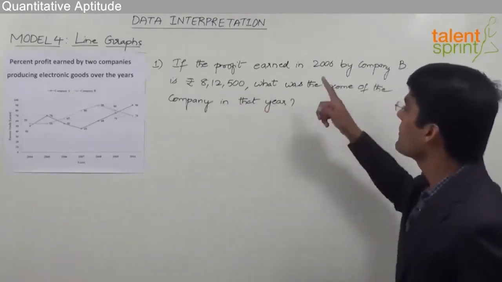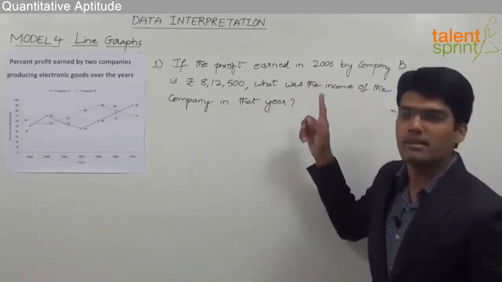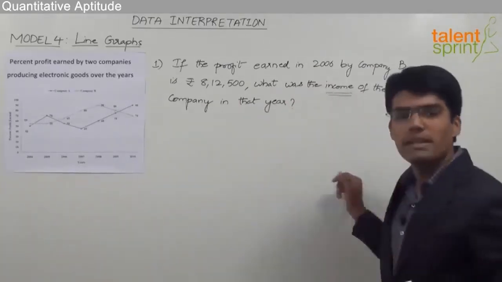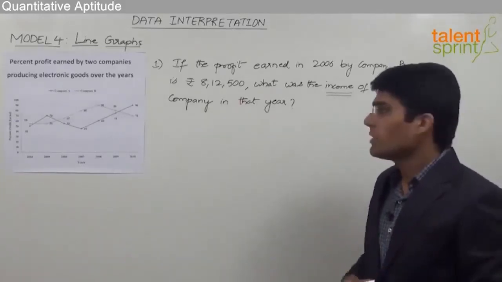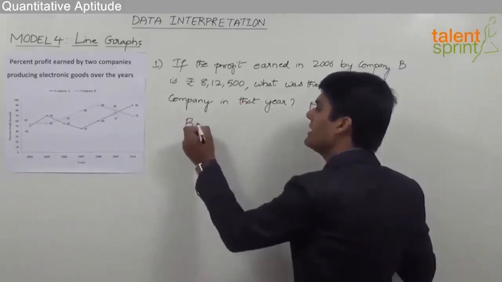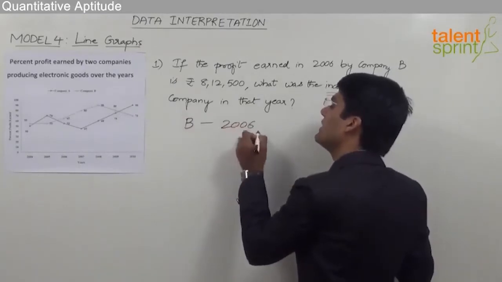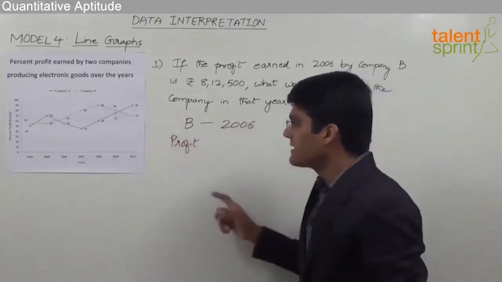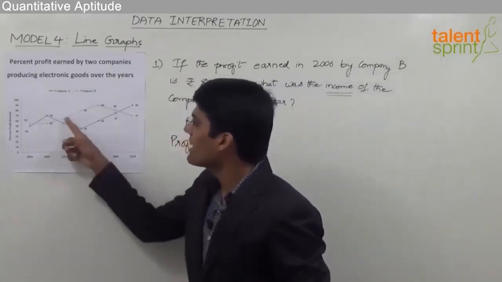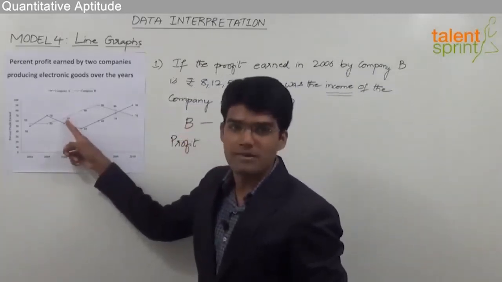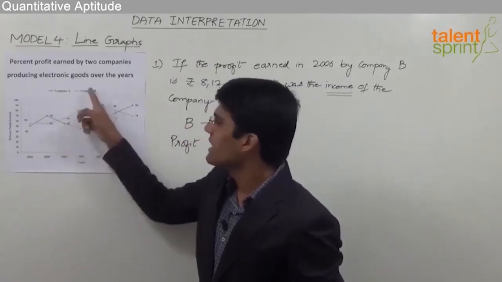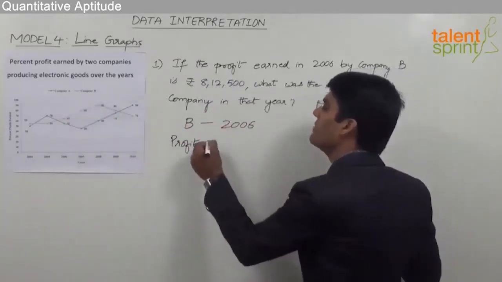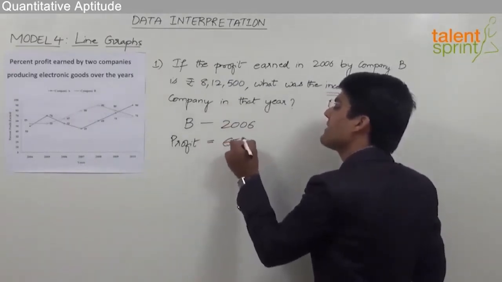So here, the profit earned by a particular company in a particular year is given to us, and we are supposed to find out the income of the same company in the same year. Now here the company we are talking about is B and the year is 2006. Now the profit earned by company B in 2006, from the graph we know, is 65%. Because for 2006 company B is represented by a triangle, so it is 65%.